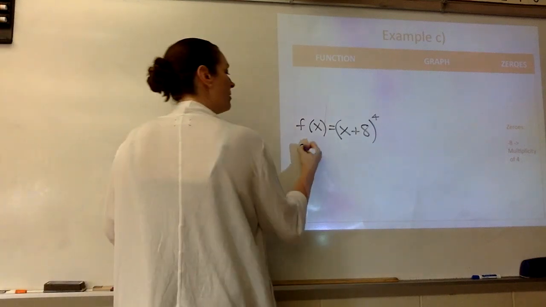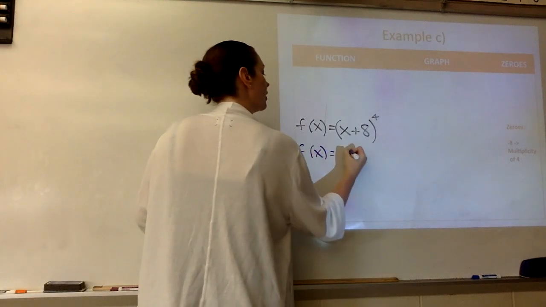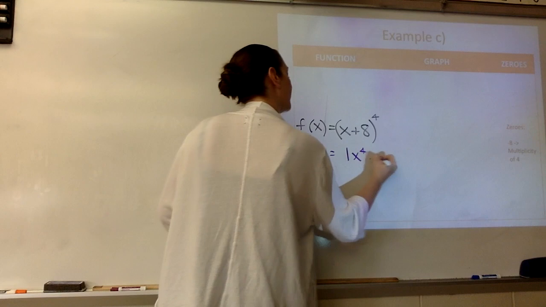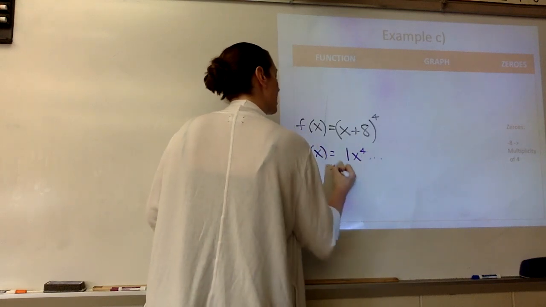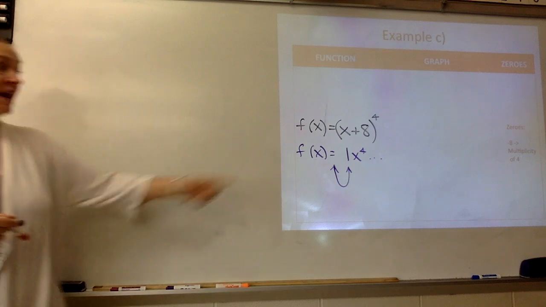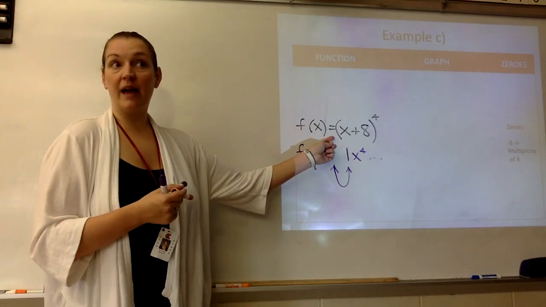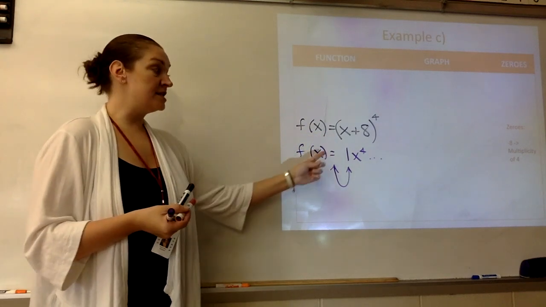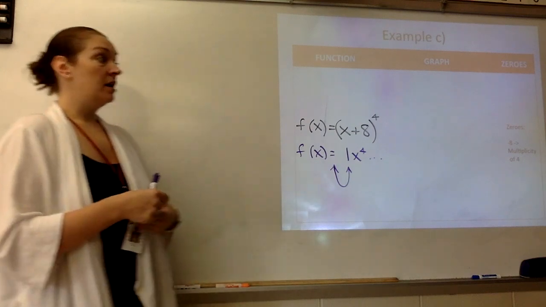My general form of this is going to start out with 1x to the 4th, dot, dot, dot, which doesn't that tell me that's a U? Could I have put a negative out front here? Absolutely. I could have made this a negative 1. It's easier not to, algebraically.